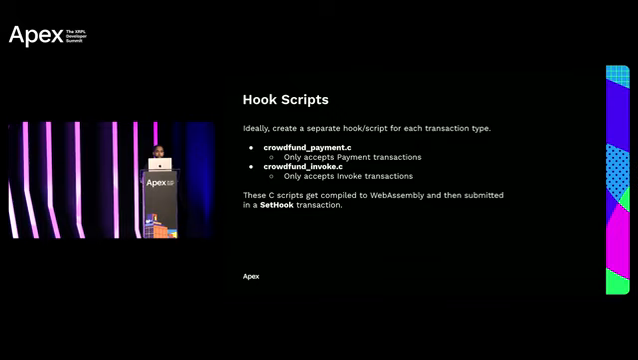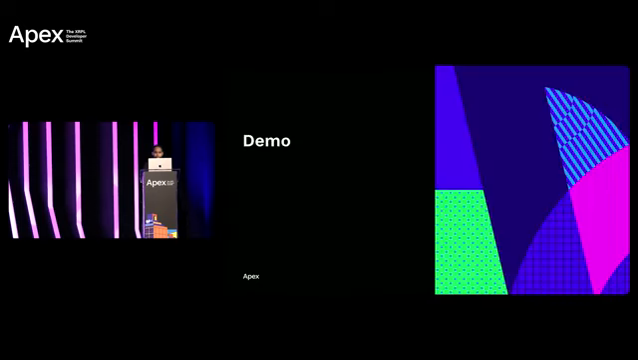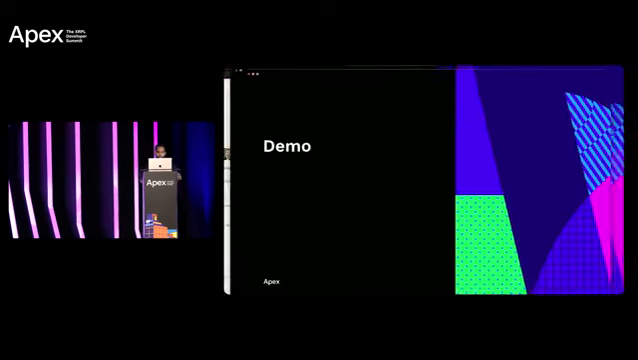And yeah, we also need to make sure we have a script for each type of payment, right? So for payments, I created my own crowdfund_payment.c that only accepts payment transactions, and then similar for invoke transactions, we have crowdfund_invoke.c. And so yeah, these scripts get compiled to WebAssembly and submitted into a SetHook. And yeah, don't try to read the code, but these are the hook scripts that get compiled to WebAssembly and sent in a transaction, the SetHook. All right, cool. Now let's move on to the demo.